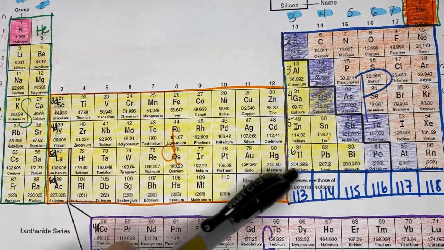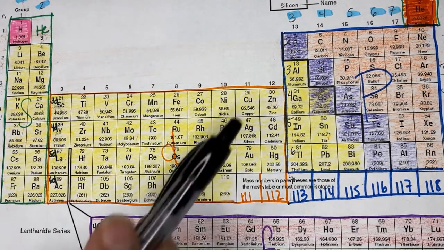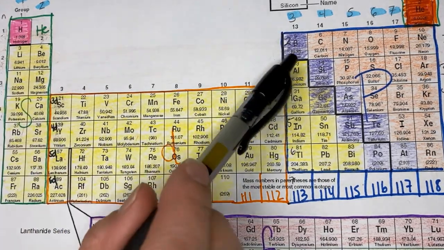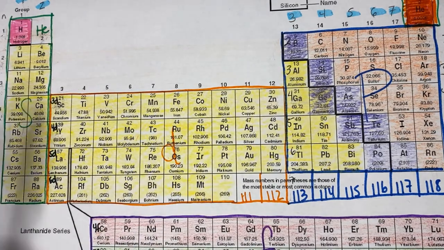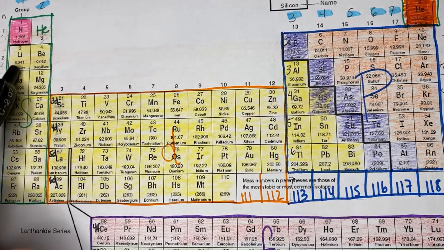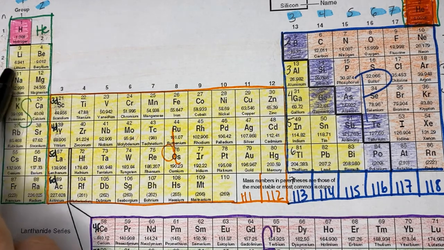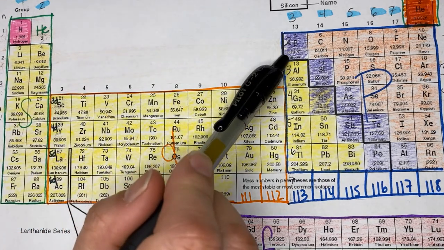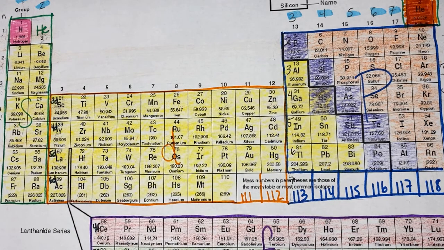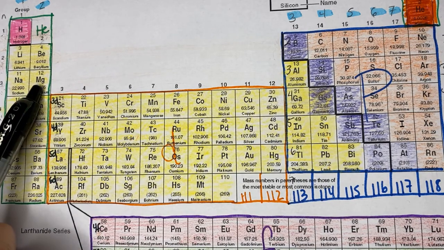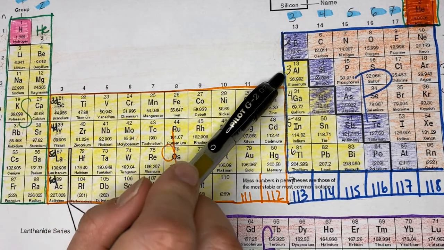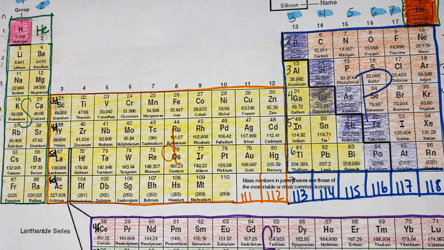Why does everything here have 3? Well, let's look at boron. Its configuration is helium in brackets, then 2s2. There's 2 electrons. 2p1. That's 1. 2 plus 1 is 3. Let's look at aluminum. It's got a 3s2, 2 electrons there. 3p1, 1 electron, 3.